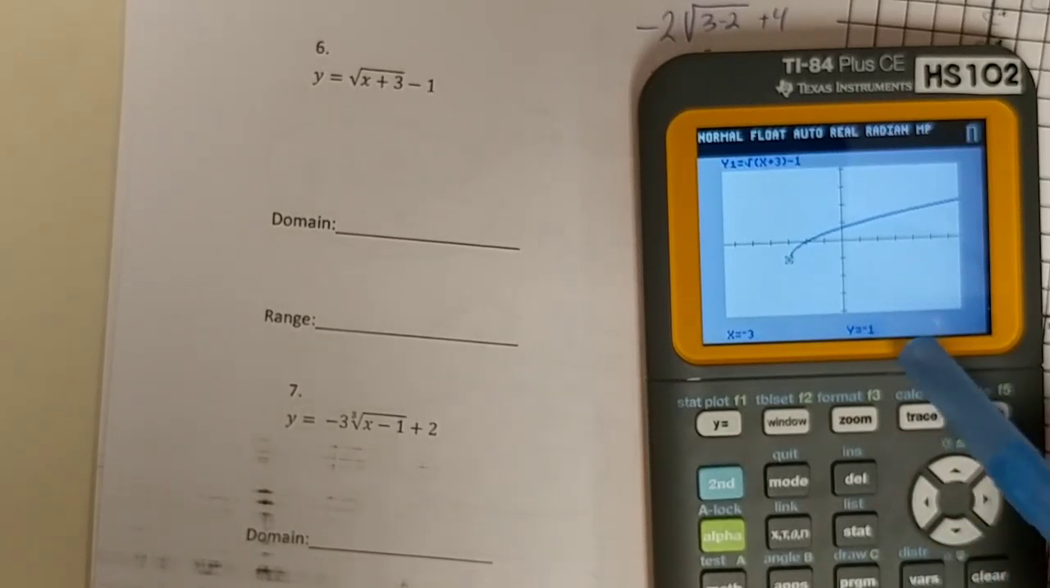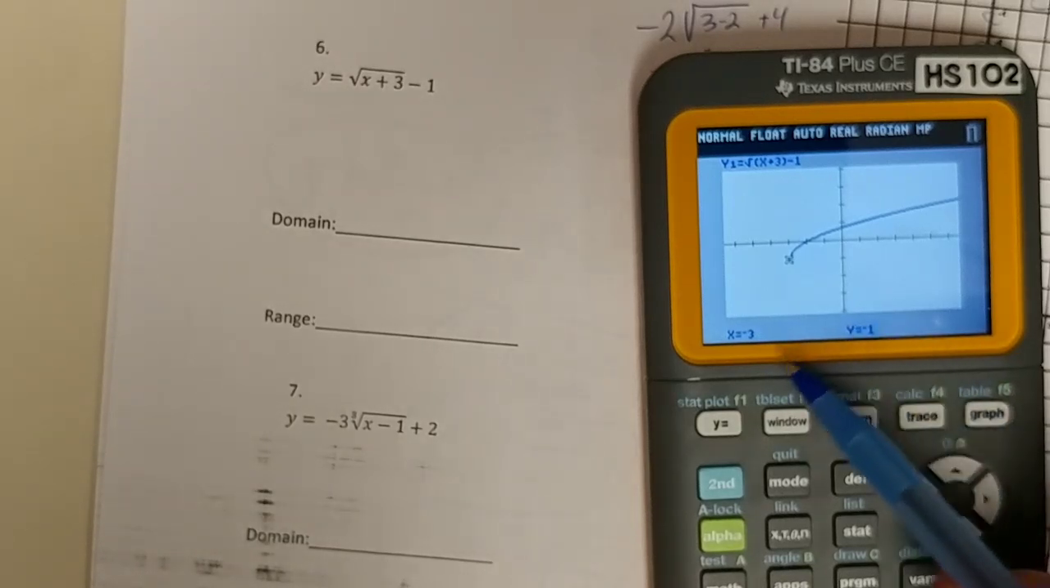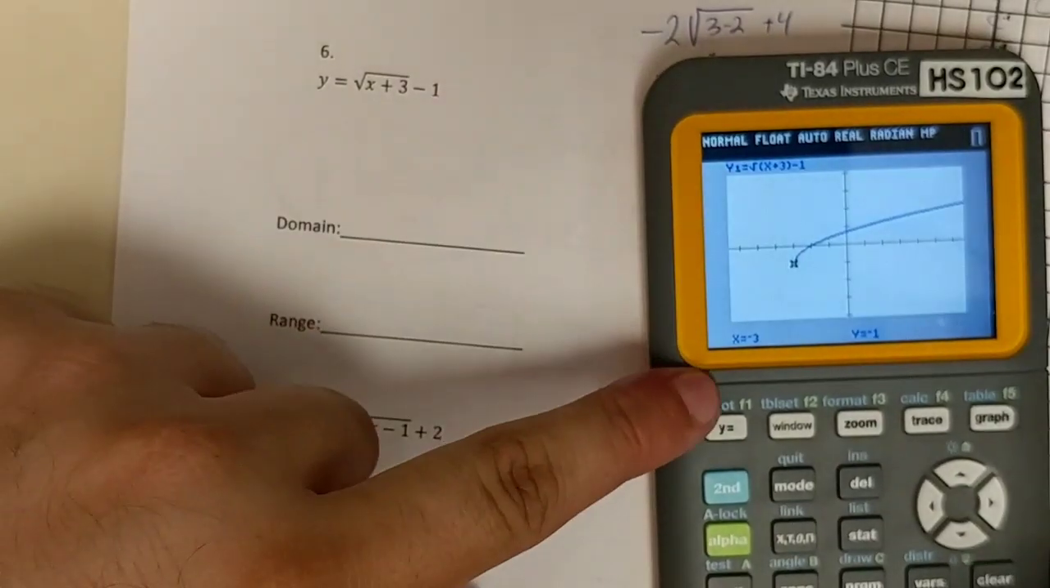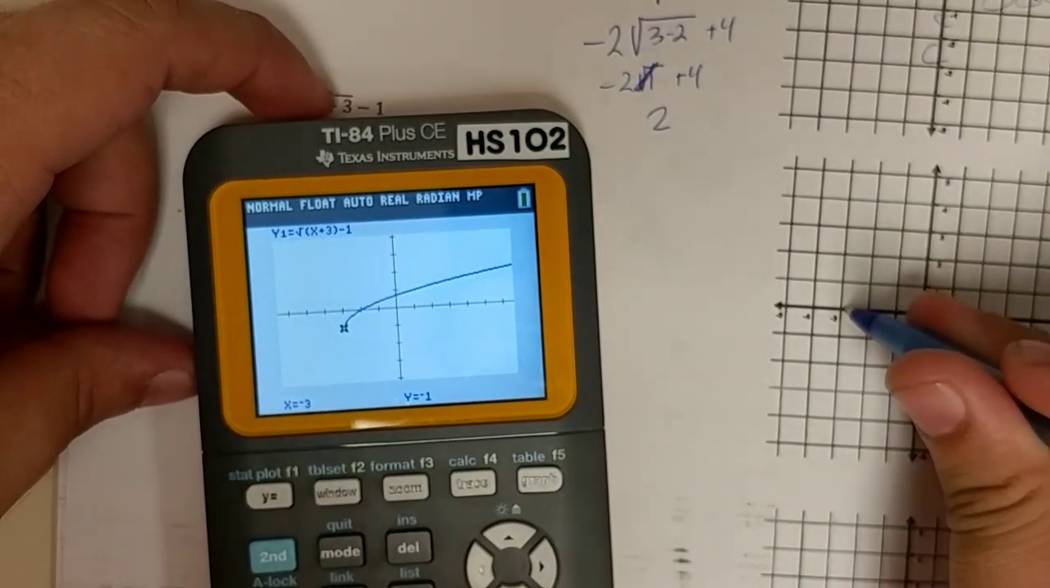Until I get my last number here. Because if I keep going left, like negative 3.1, I fall off the graph. So I go right, it's negative 3, and y equals negative 1. So what does that tell me? Well, negative 3, negative 1 is one of my points. So I go negative 3 left and negative 1 down.